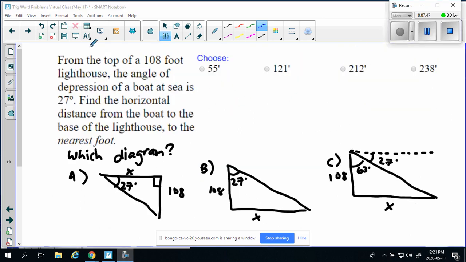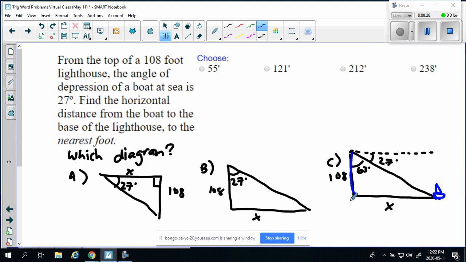This question says, from the top of a 108-foot lighthouse, the angle of depression of a boat at sea is 27 degrees. Find the horizontal distance from the boat to the base of the lighthouse to the nearest foot. Okay, which diagram do you like? Most of you chose diagram C, which says this is the lighthouse, and the boat would be over here, and then the angle of depression would be this one here.